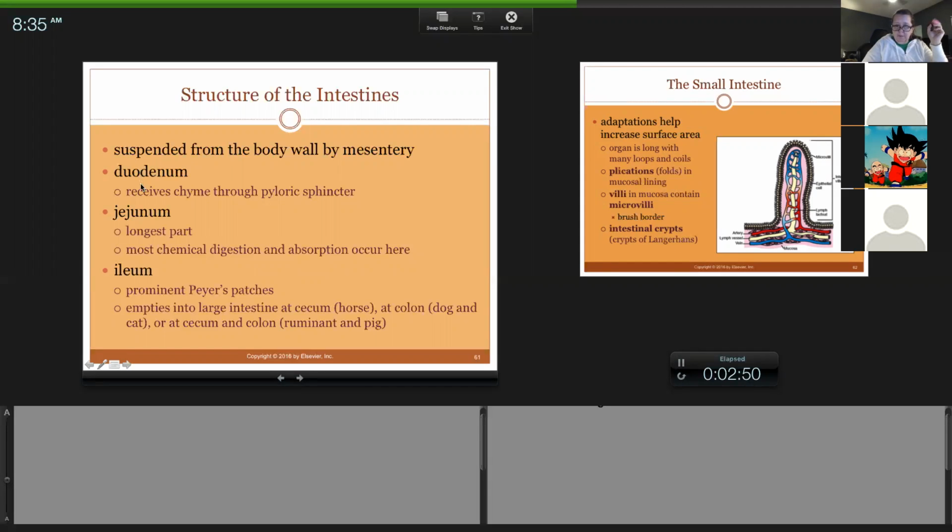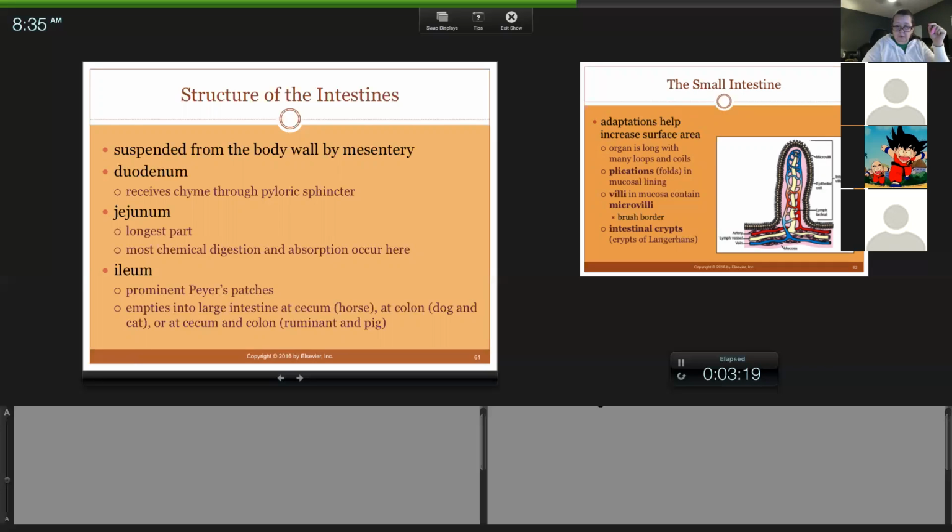Now the duodenum receives the chyme from the pylorus. The jejunum is actually the longest part. And this is where we have a lot of chemical digestion and absorption. A lot of important secretions happen in the duodenum that facilitate digestion. And then you've got your chemical digestion. And then the ileum, which is the last component, is what empties into the large intestine.